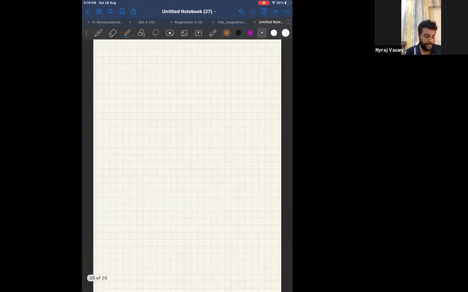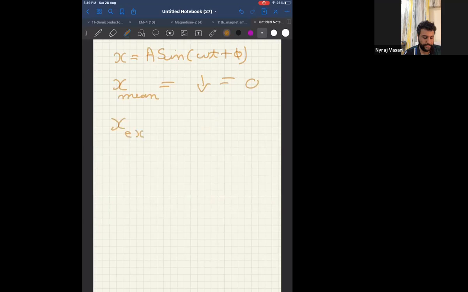Now let me come to displacement. Now the general formula for displacement is A sine (omega t plus phi). This is the formula for displacement of oscillation. The second formula I have is displacement at mean, which is minimum, which is 0. Next formula I have is displacement at extreme, which is maximum, which is A. This covers everything about displacement.